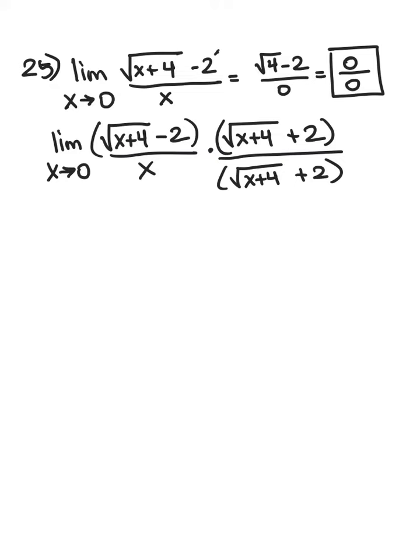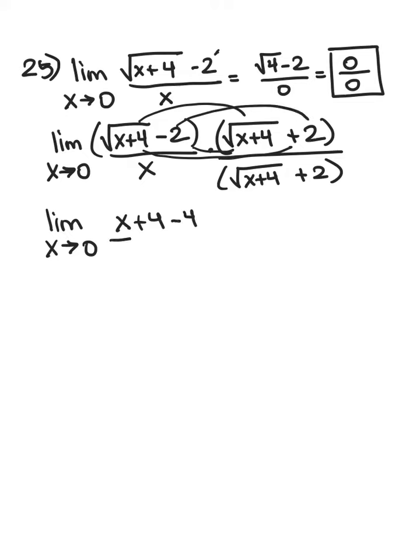Okay, now we're going to multiply the two binomials, and we know that when we multiply the square root of x plus 4 times the square root of x plus 4, we get x plus 4. And then when we multiply the outer and the inner term, they're going to reduce out because it's a positive 2 square root of x plus 4 and a negative 2 square root of x plus 4. And last of all, we have minus 4. And then that's all over x times a quantity, the square root of x plus 4 plus 2.